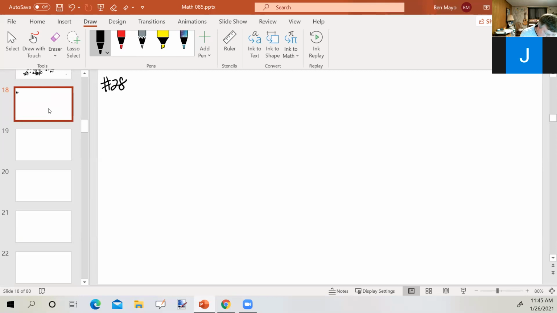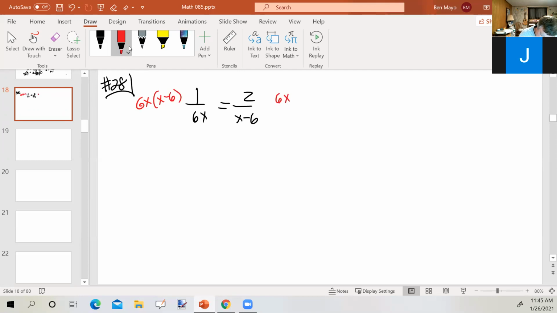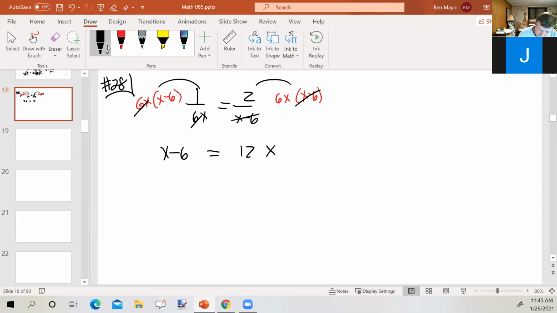Number 28. Solve the equation. 1 over 6x equals 2 over x minus 6. The LCD is 6x times x minus 6. So we're going to multiply both sides by 6x times x minus 6. Multiplying this, the 6x's go away and we have x minus 6. Multiplying that, the x minus 6 goes away and we have 12x.